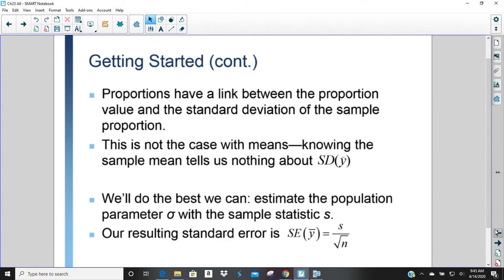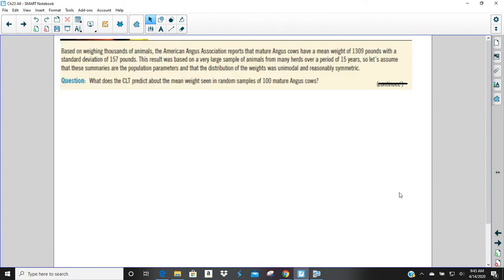The question they are giving us is, based on weighing thousands of animals, the American Angus Association reports that mature Angus cows have a mean weight of 1,309 pounds with a standard deviation of 157 pounds. This result was based on a very large sample of animals from many breeds over 15 years. So they're telling us this is a large sample. We don't have to worry about any sort of issues at all. Let's assume that these summaries are the population parameter and that the distribution of weights was unimodal and reasonably symmetric. What does the CLT predict about the mean weight seen in random samples of 100 mature Angus cows?